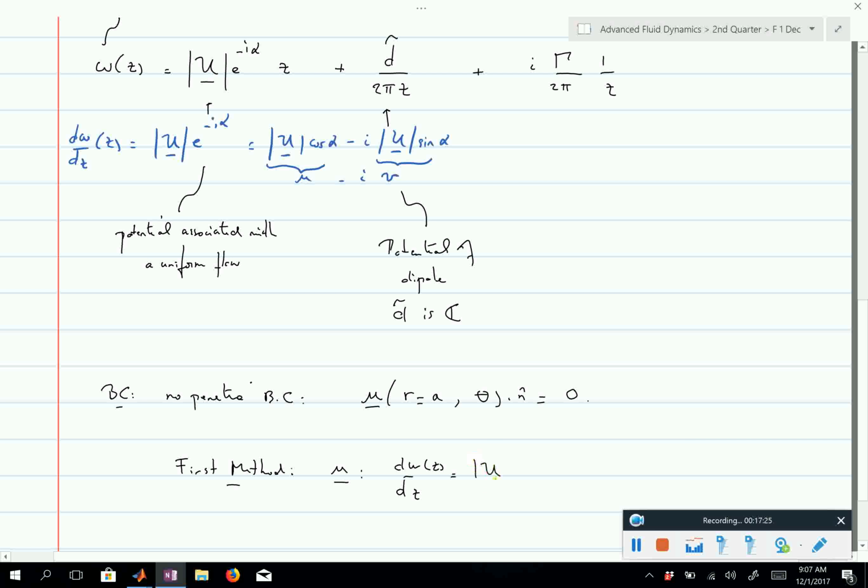So I'll do this here. When you differentiate the uniform flow, you get the modulus of u, exponential minus i alpha. z becomes just 1. And then you differentiate 1 over z. So what do you think you get? You get minus 1 over z squared. So remember, for functions of the complex variable, just differentiate exactly the same way you did for real functions.